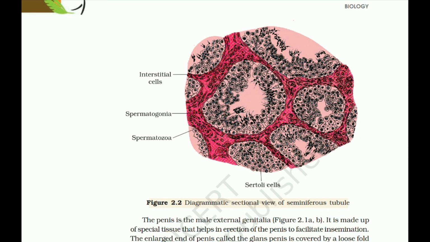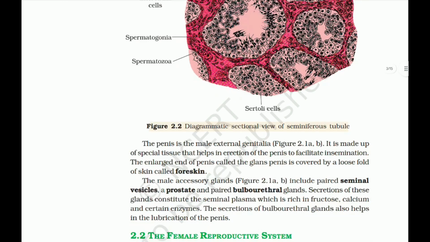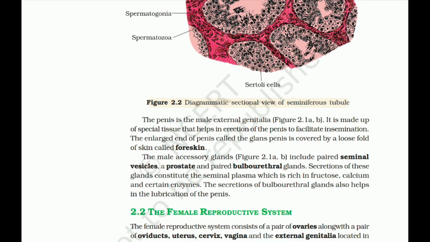Figure 2.2 Diagrammatic sectional view of seminiferous tubules, interstitial cells, spermatogonia, spermatozoa, Sertoli cells. The penis is the male external genitalia. It is made up of special tissue that helps in erection of the penis to facilitate insemination. The enlarged end of penis, called the glans penis, is covered by loose fold of skin called foreskin.